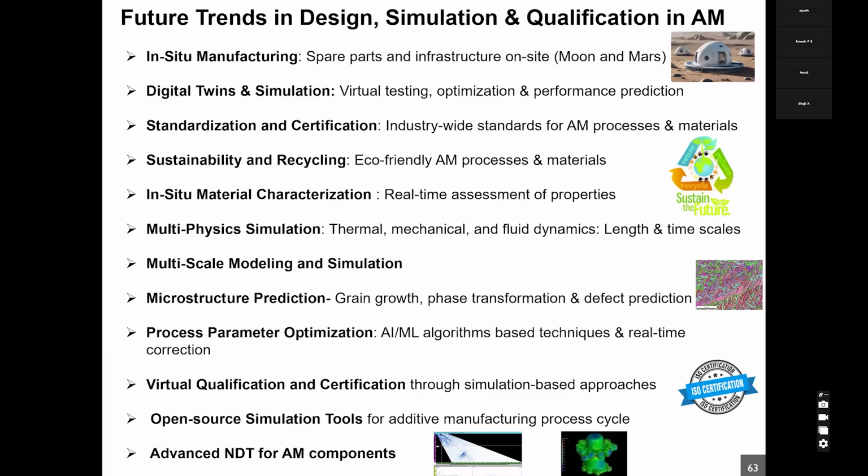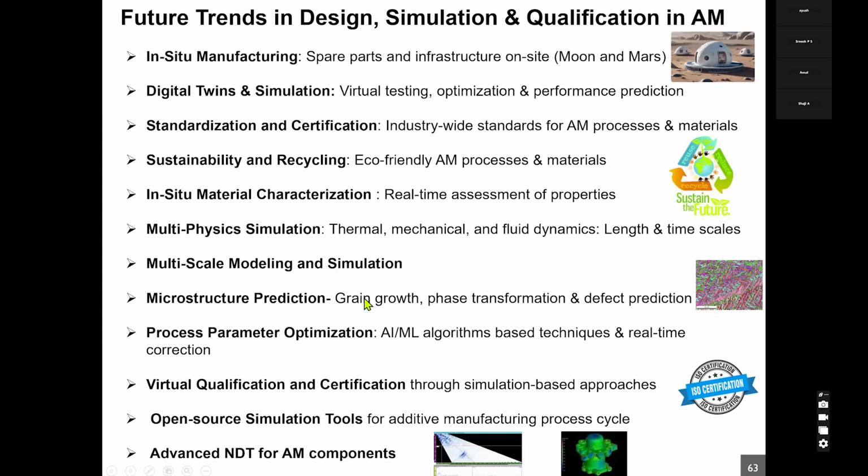We are again looking at sustainability and recycling; eco-friendly AM process and materials are going to be the future. We are also looking at in situ material characterization to assess properties on a real-time basis. We'll also be looking at multi-physics and multi-scale modeling and simulation. We are also looking at microstructure prediction, which can predict the grain growth, phase transformation, and defects.